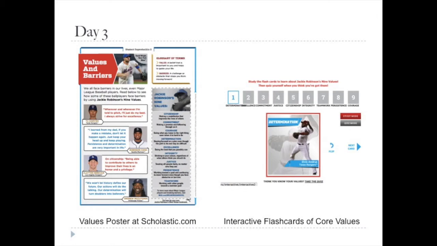On day 3, students will view a Jackie Robinson core value poster from the Google site and interact with flashcards that are based on Jackie Robinson's 9 core values. After completing flashcard practice, the students will also complete a quiz mode.